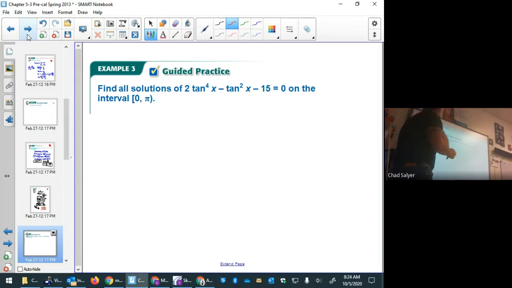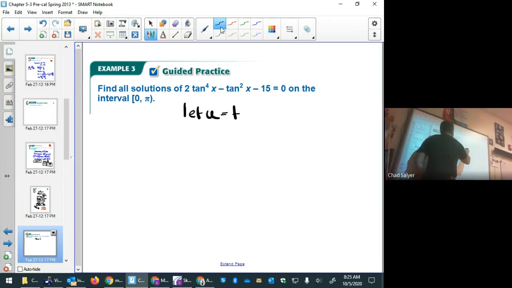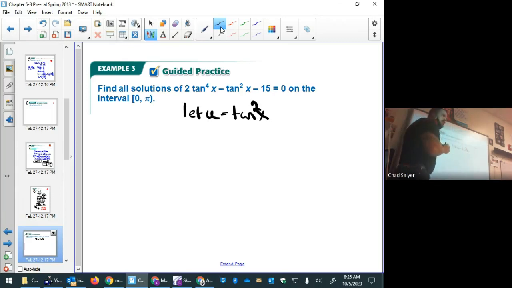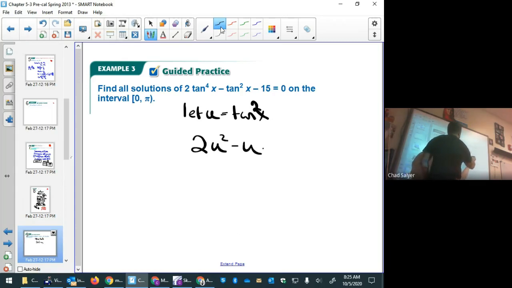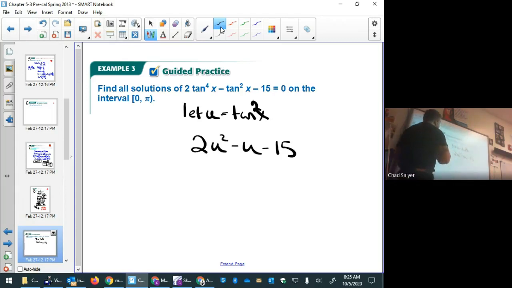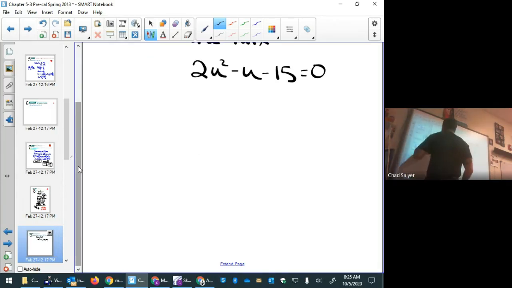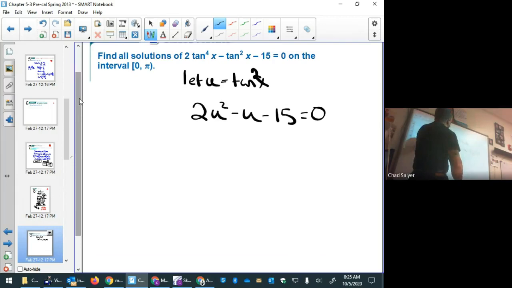All right, so let's do this one together real quick. I'm going to let u equal tangent squared x, which creates a quadratic. So that becomes 2u squared minus u minus 15 equals 0, when I change tangent squared x to u.